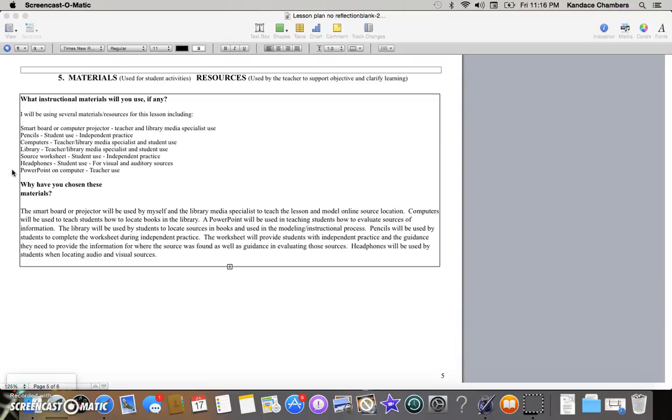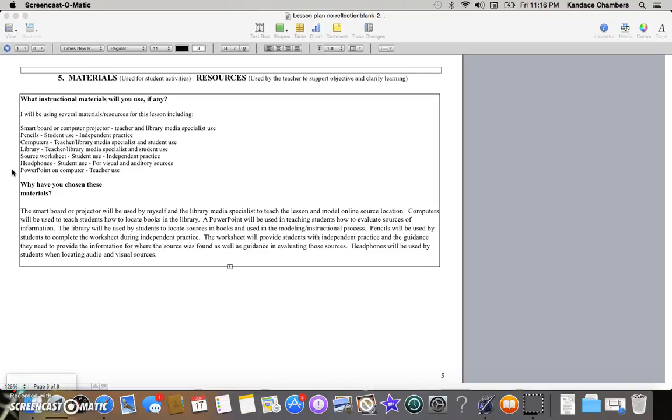The smartboard or projector will be used by myself and the Library Media Specialist to teach the lesson and model online source location. Computers will be used to teach students how to locate books in the library as well. A PowerPoint will be used in teaching students how to evaluate sources of information. The library will be used by students to locate sources in books and used in the modeling or instructional process.